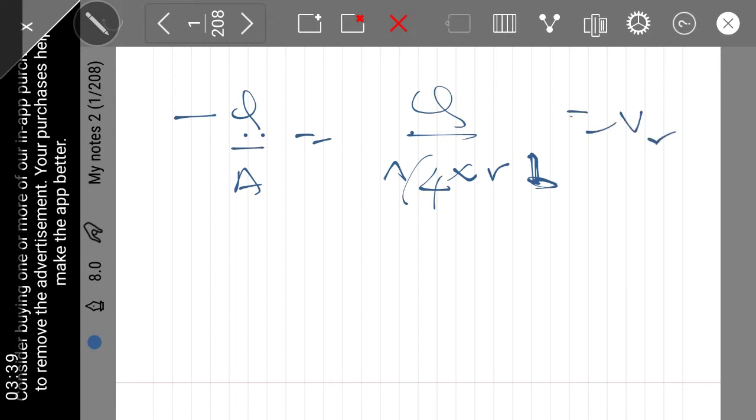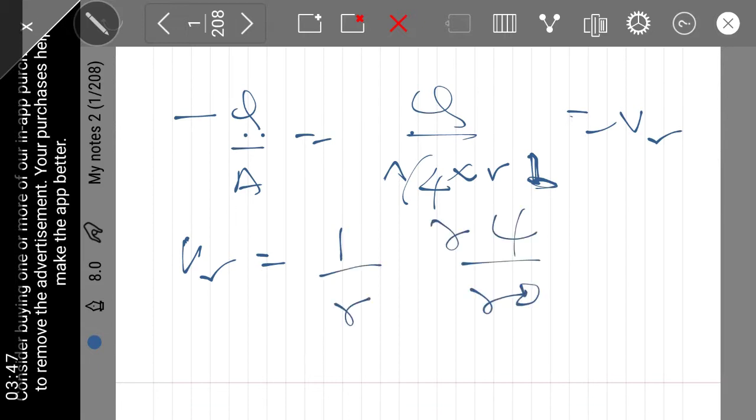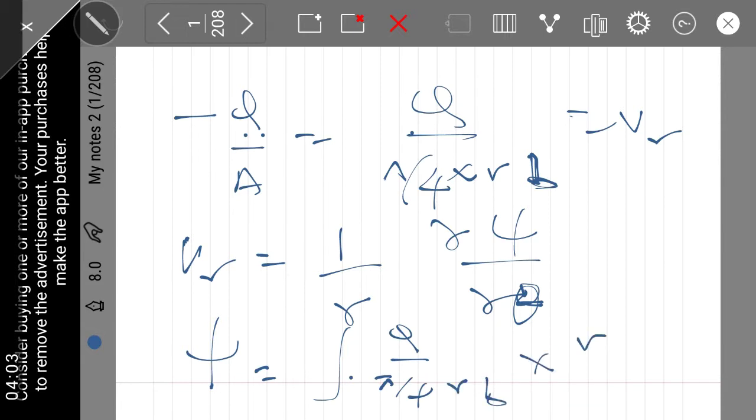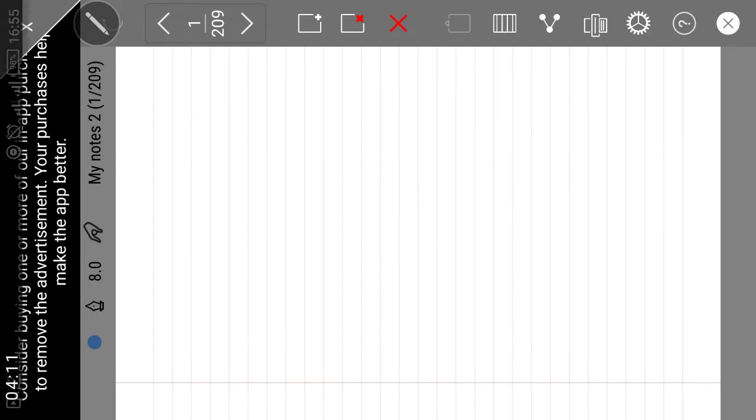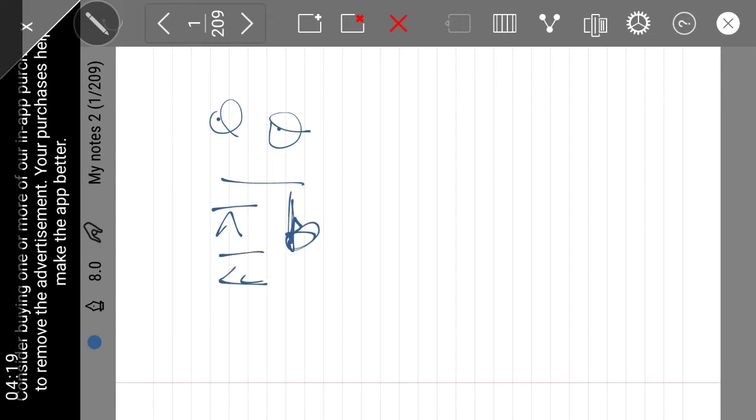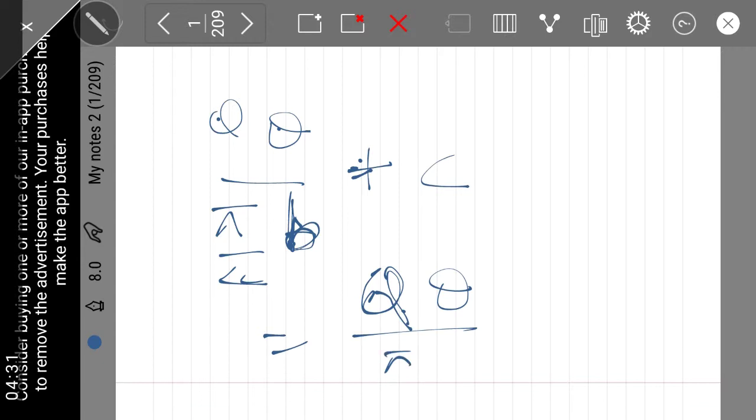And this is equal to VR. Recall that VR is also equal to 1 over R, del psi del theta. Therefore, I can write that psi is equal to the integral of Q over pi over 4 RB times R d theta. So R cancels out. This gives Q theta over pi over 4b, sorry, small b, plus C, which is equal to Q theta over pi b times 4, plus constant.